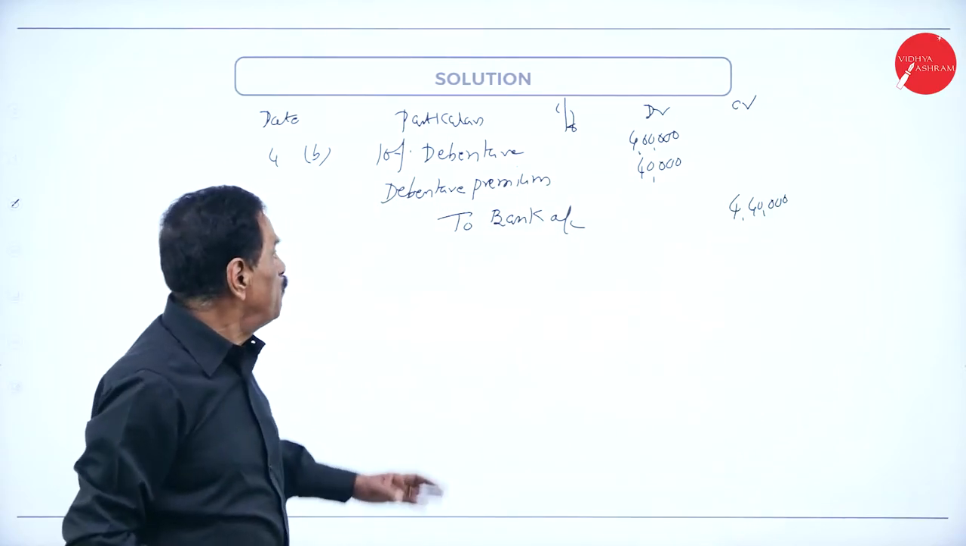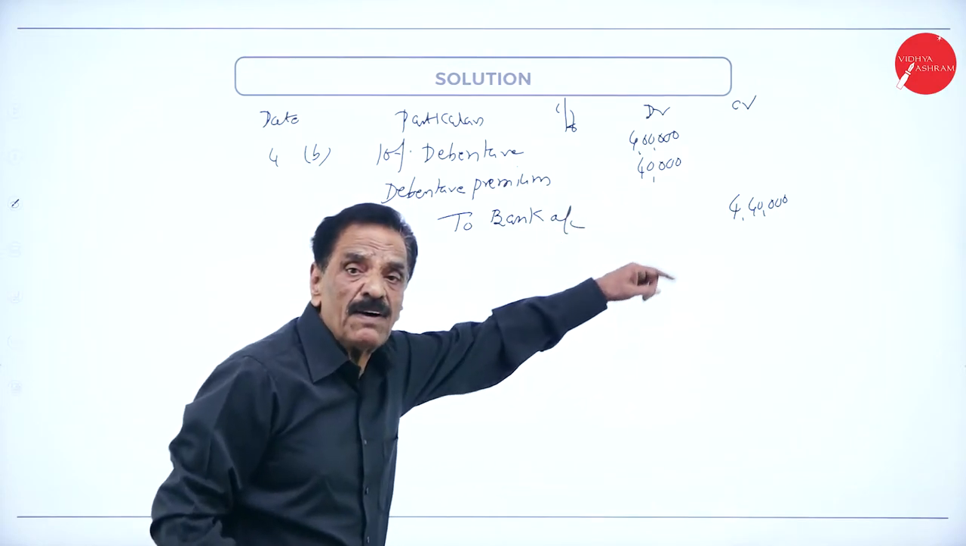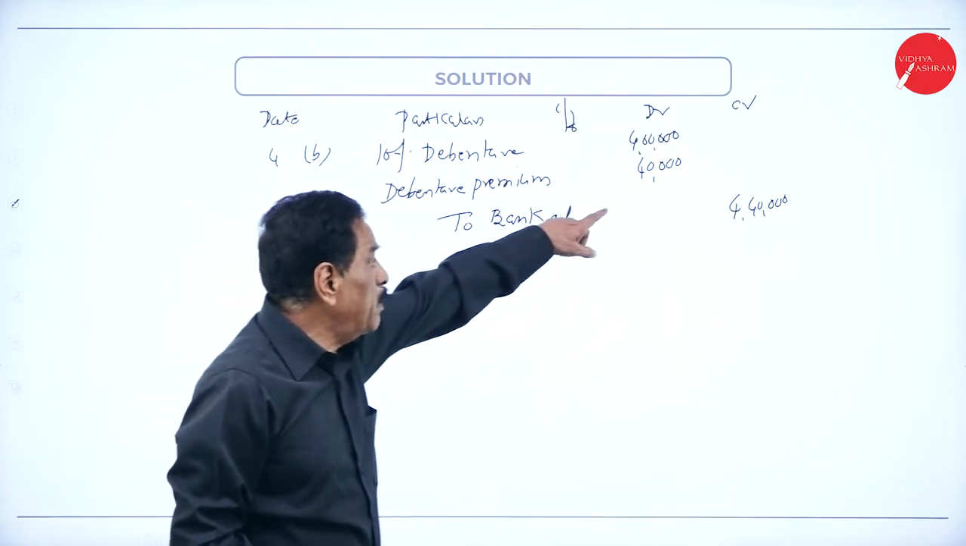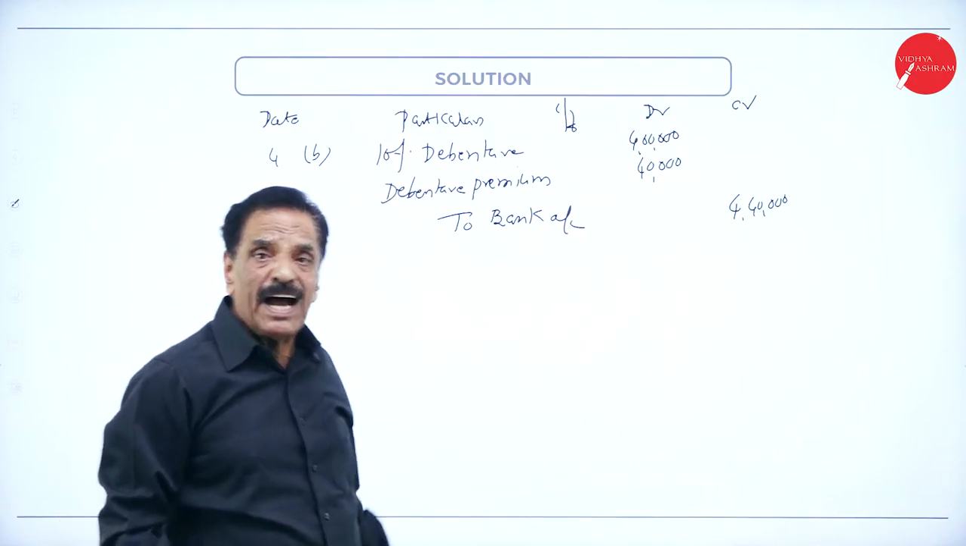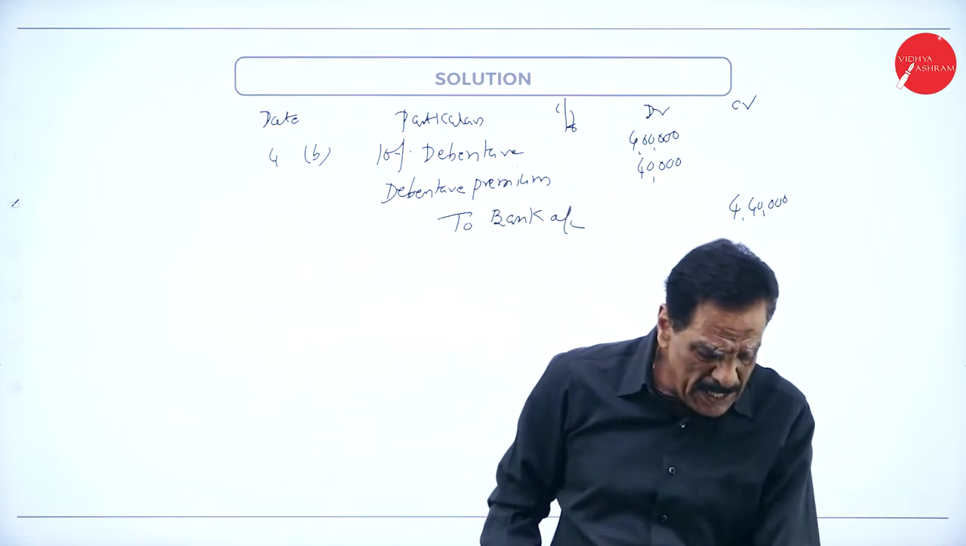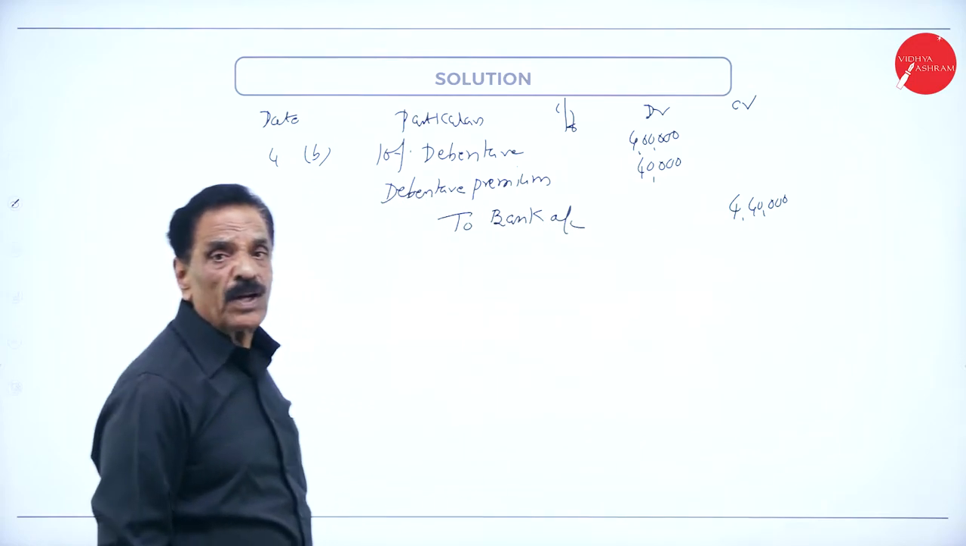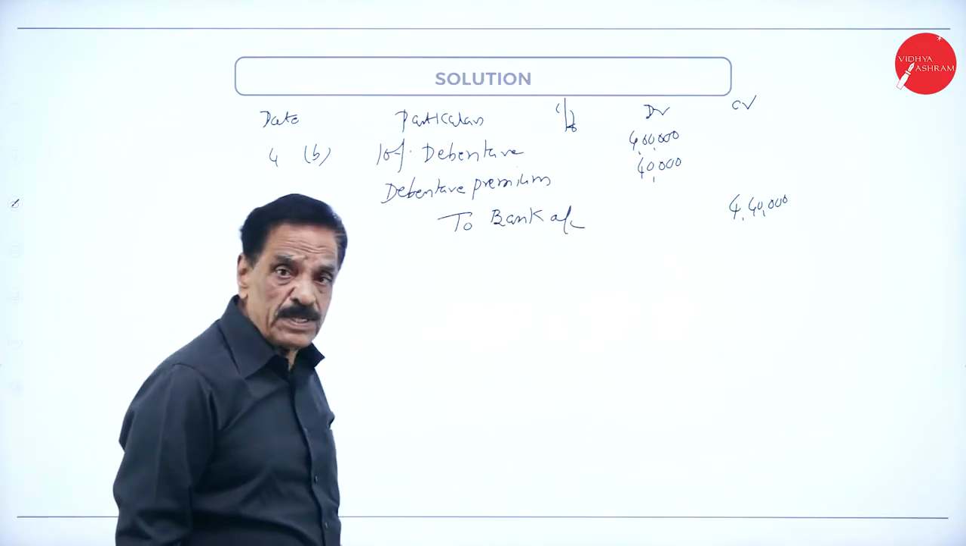I think you are following. He is going to pay; what's the face value of the debenture? 4 lakh at a premium of 40,000. 4,40,000 he is going to pay. Actually, he took at 4,20,000. Now he is going to pay 4,40,000 rupees. Fifth one.